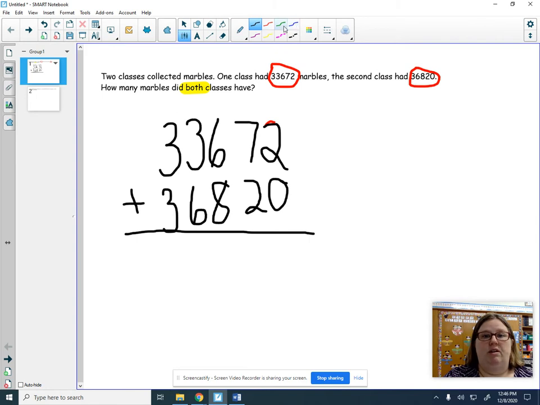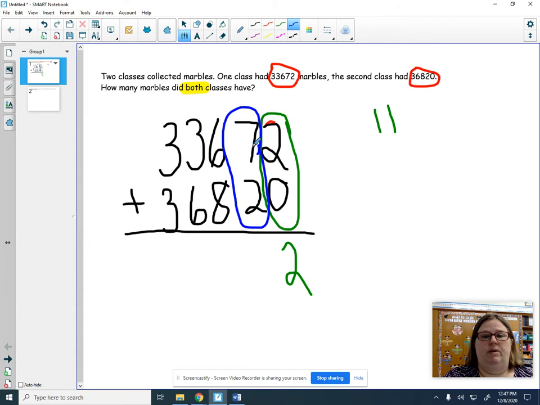Now, let's start solving. So we're going to begin with our ones. So I have 1, 2, then I have 0. This one's easy. My answer is 2. Now we're going to do our tens. So I start with my first number. I have 7. 1, 2, 3, 4, 5, 6, 7. Then I add my 2. 1, 2. Now I count. 1, 2, 3, 4, 5, 6, 7, 8, 9. There's my 9.